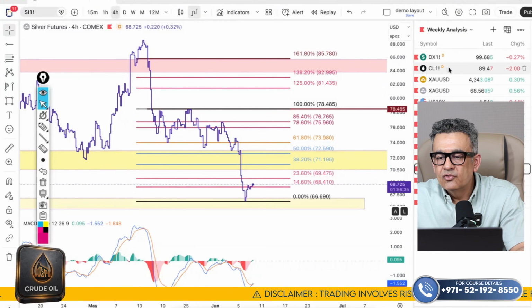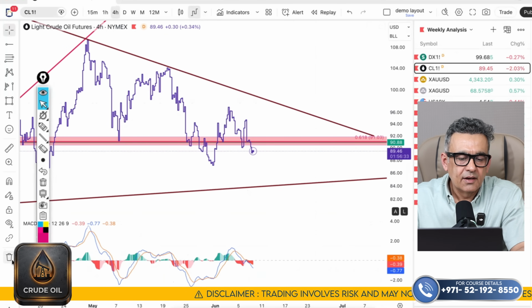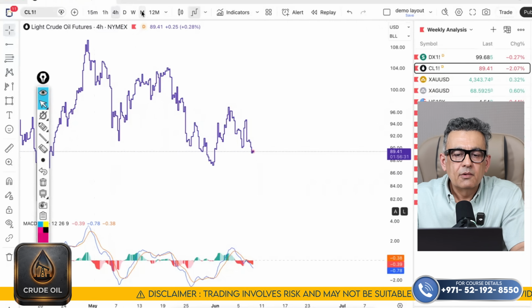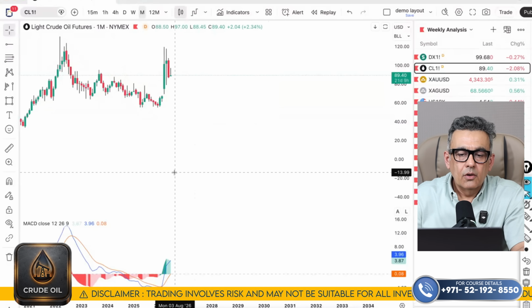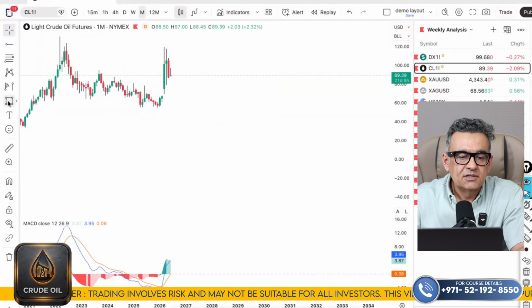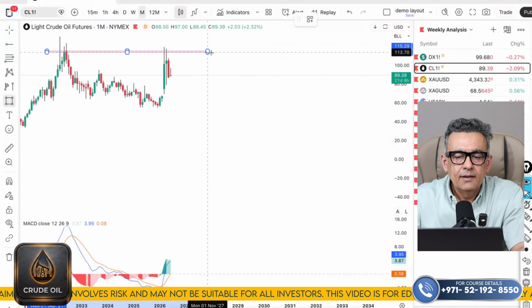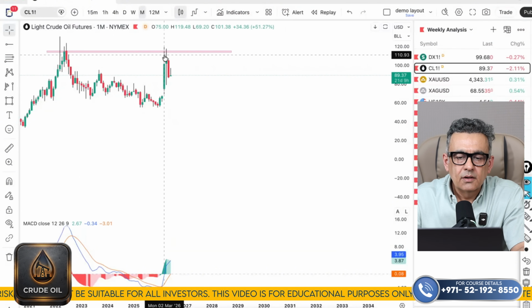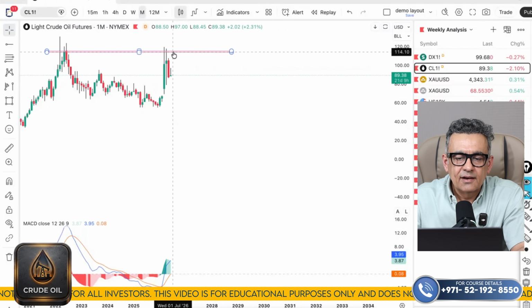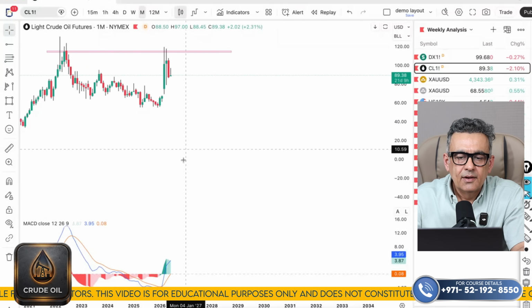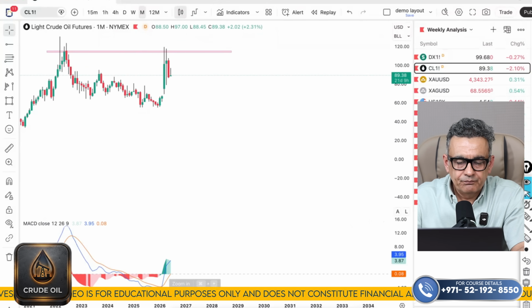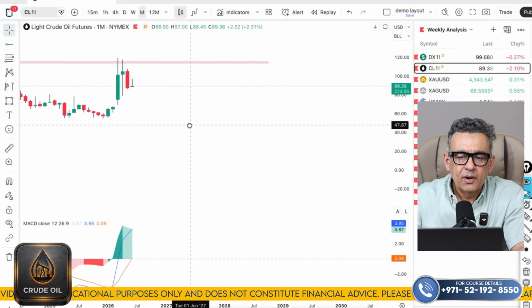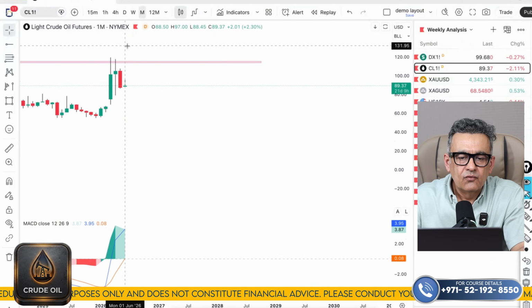So here I'll be using the crude oil futures contract again, and I'm going to apply the monthly frame here. On the monthly frame, going back to candles, this is the previous high. During the US-Iran escalation, we got the bump into this area and it acted as major resistance. And after this spike, we did not see a follow through.